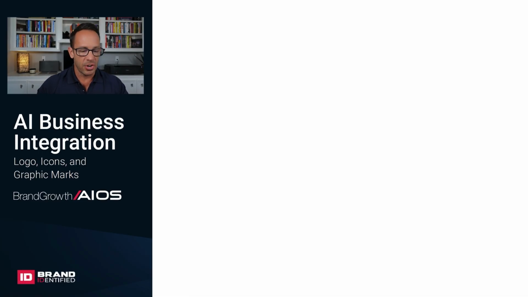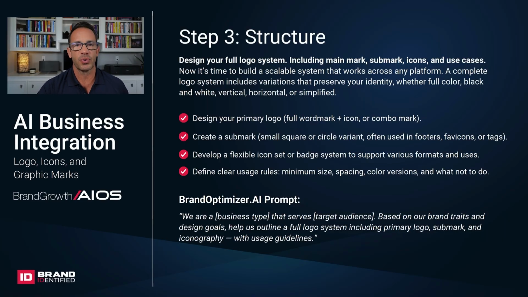So then, moving on to step number 3 of this framework, which is structure. This is where you're going to design your full logo system, including the main mark, the submark, the icons, and use cases. Now it's time to build out this scalable system that works across any platform. This is going to be a complete logo system that includes variations that preserve your identity, whether that's full color, black and white, vertical, horizontal, or a simplified version of your logo mark.